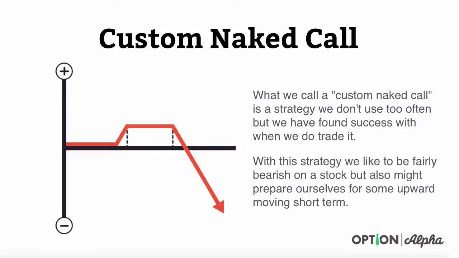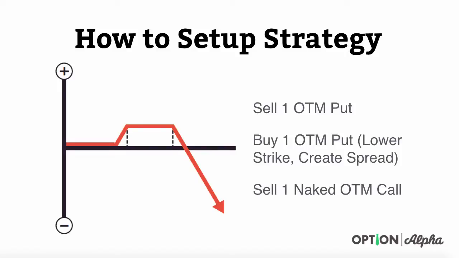With this strategy, we like to be fairly bearish on a stock, but also might prepare ourselves for some upward movement short term. And that's why we'll start to blend two strategies together here. So this is how we set up the strategy.